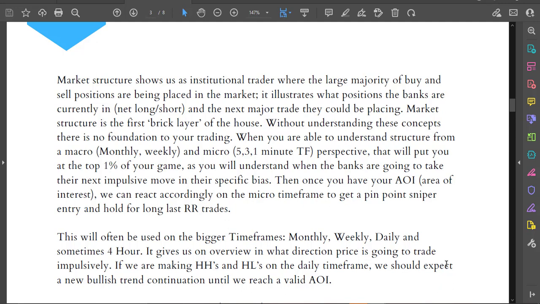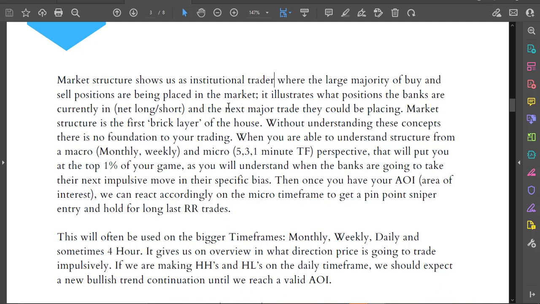Okay, so if you look at this PDF, they are telling us that market structure shows us what institutional traders are doing. So if you want to become an institutional trader, we need to trade like the institutions. The market structure shows us where the large majority of buy and sell positions are being placed in the market. Okay, so it illustrates what positions the banks are currently in, either net long or net short, and the next major trade they could be placing.